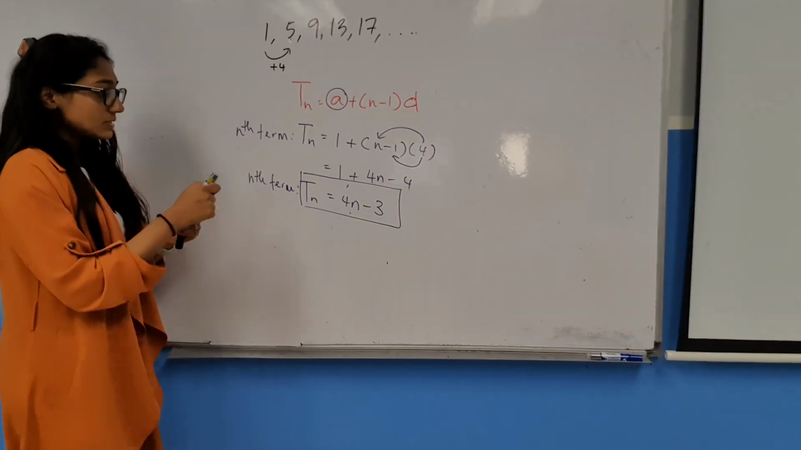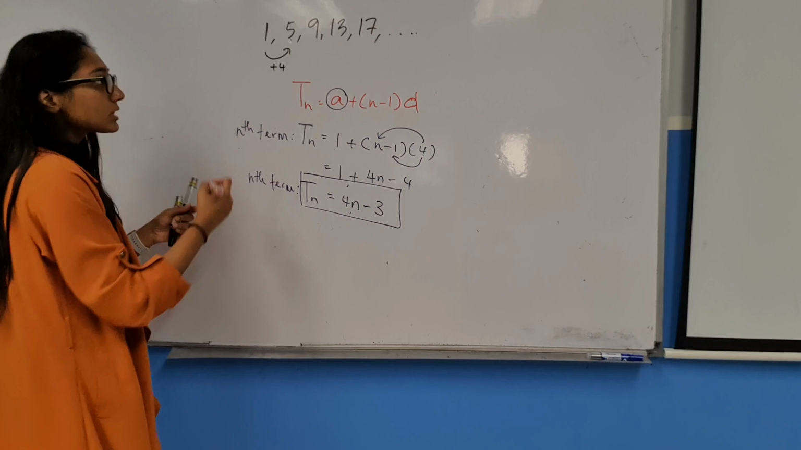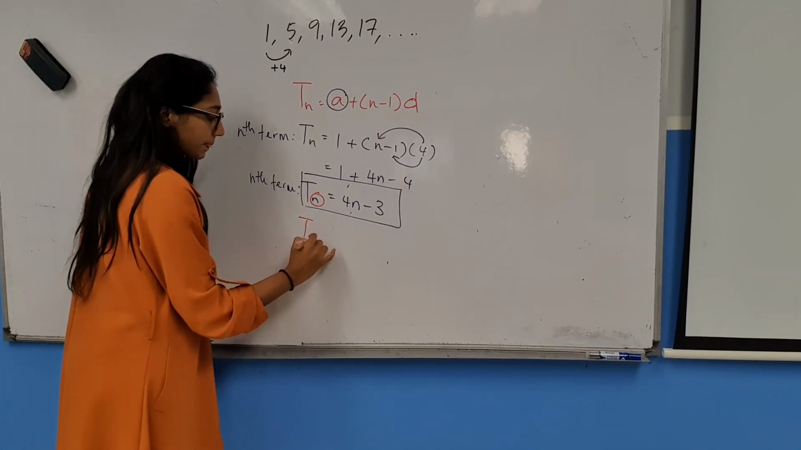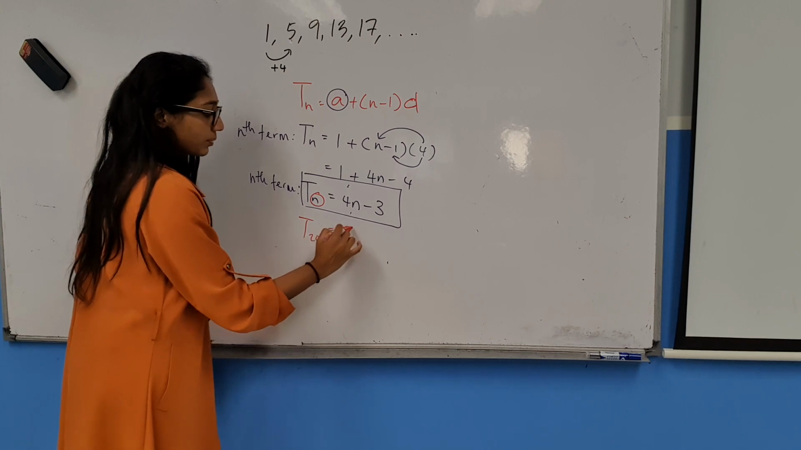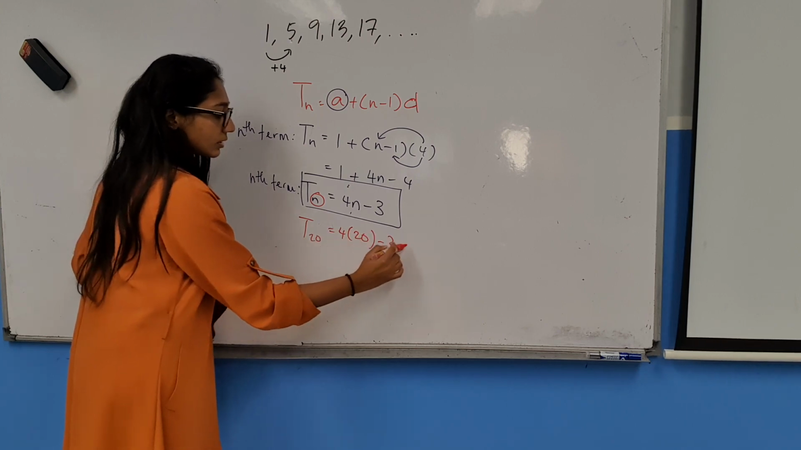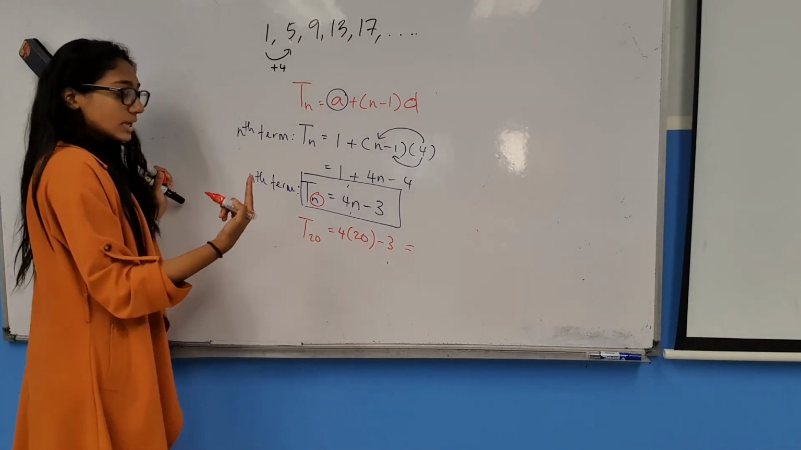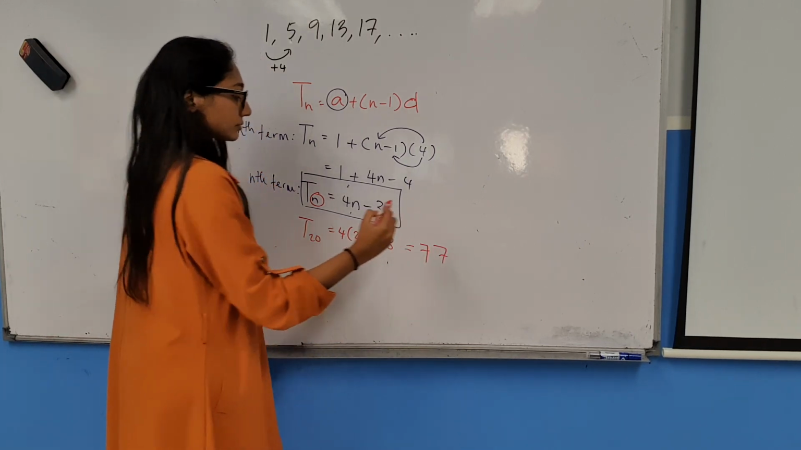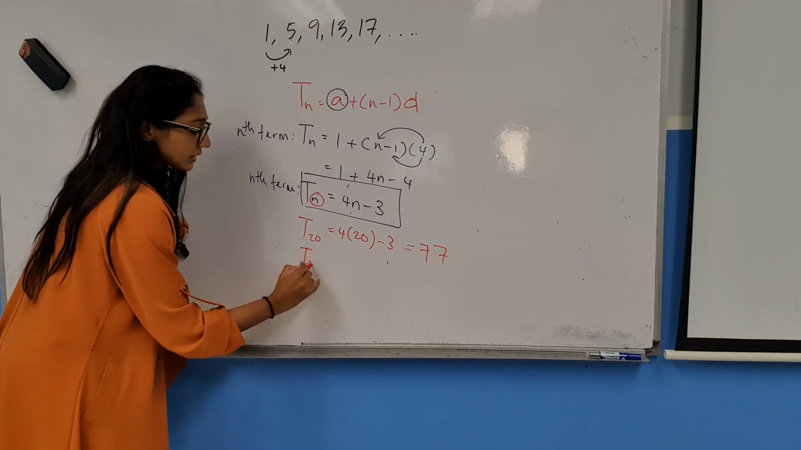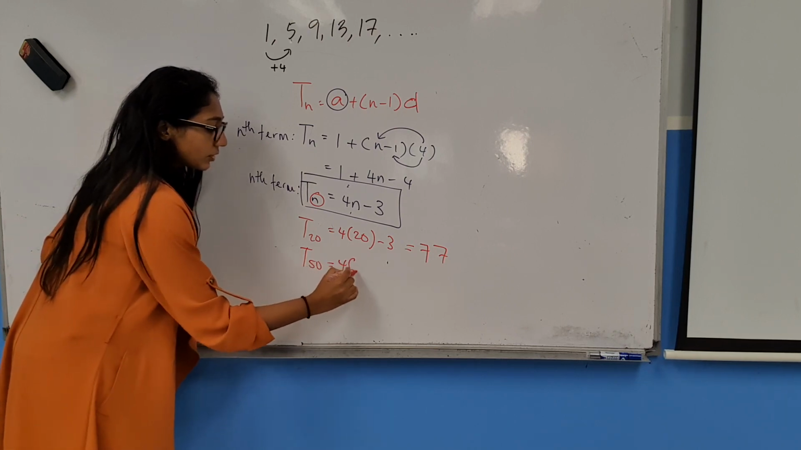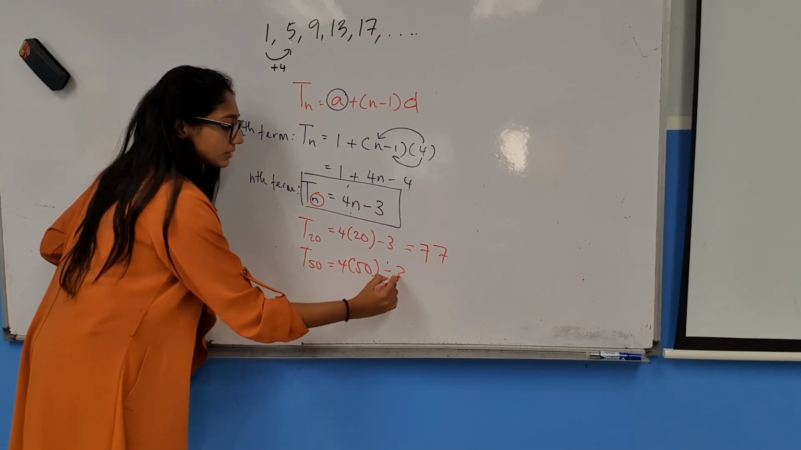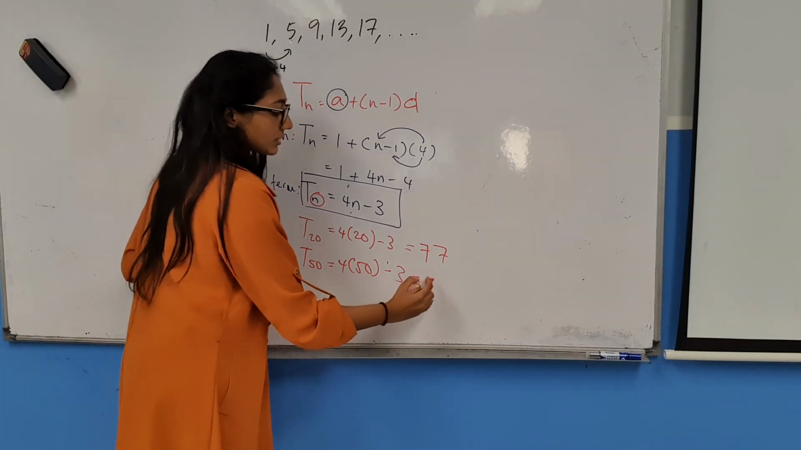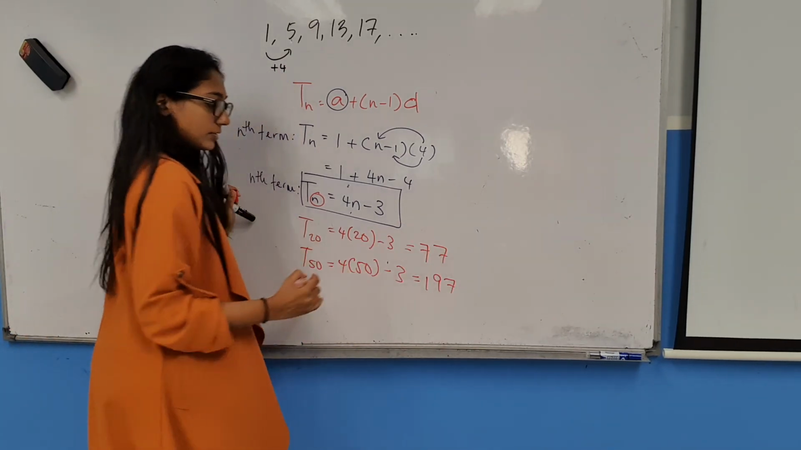Okay? So which means, let's say I want the 20th term of the sequence. That means my n will be 20. And so I put n as 20. So 4 times 20 is 80. 80 minus 3 is 77. If I want to find the 50th term, then it's 4 times 50 minus 3. 4 times 50 is 200. 200 minus 3 is 197.